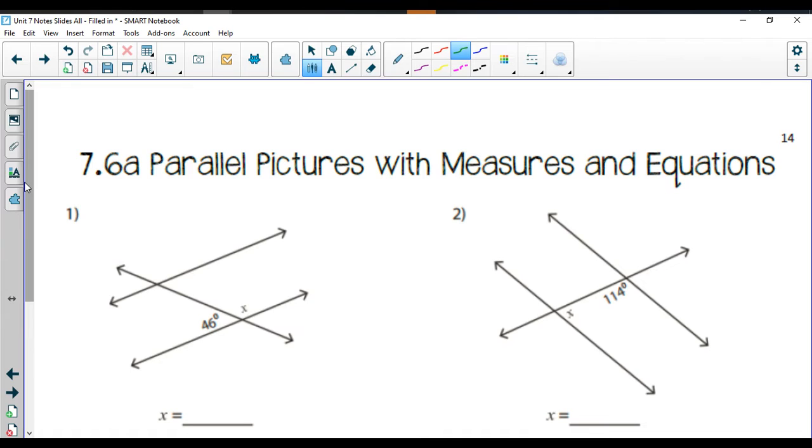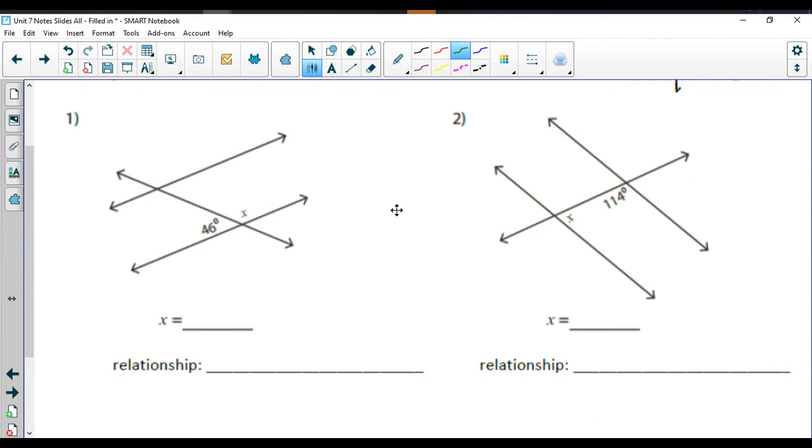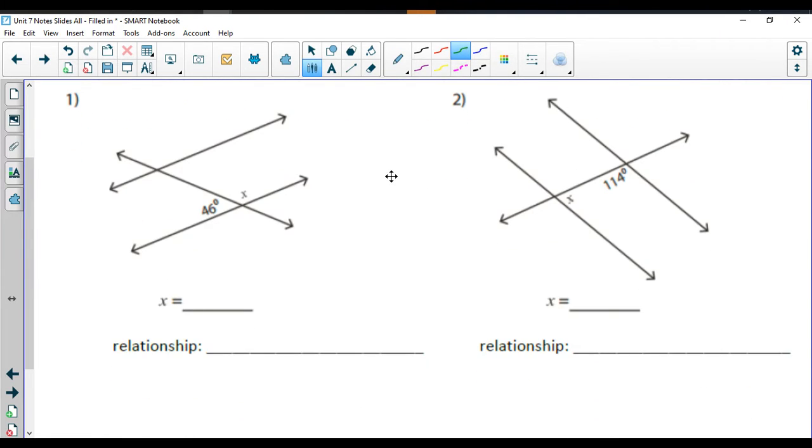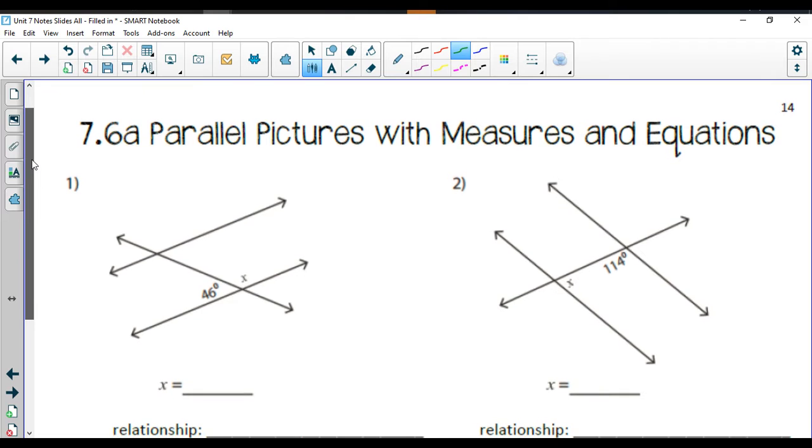So just like we've seen the last two lessons, we're going to be doing the angle clump, we're going to be doing the angle slide, and then today we're going to have a little bit more complicated equations. We're still going to be talking about the relationship just so that we're good with our vocab terms here. So I'm going to go ahead and get started, and this is notes page 14.